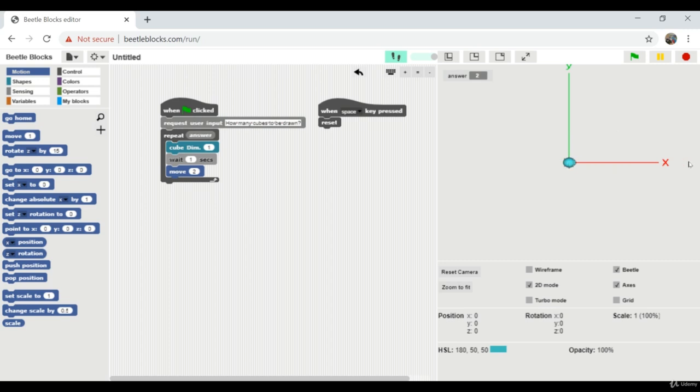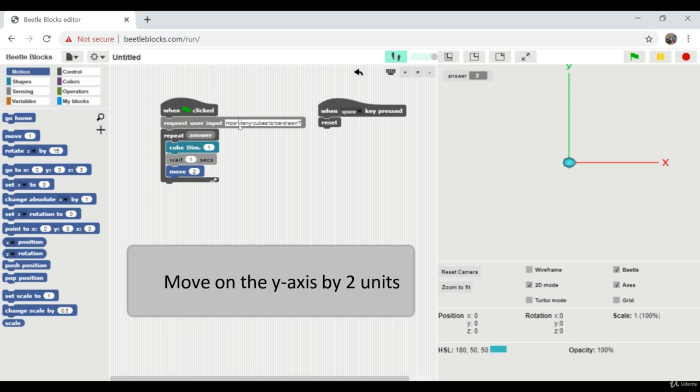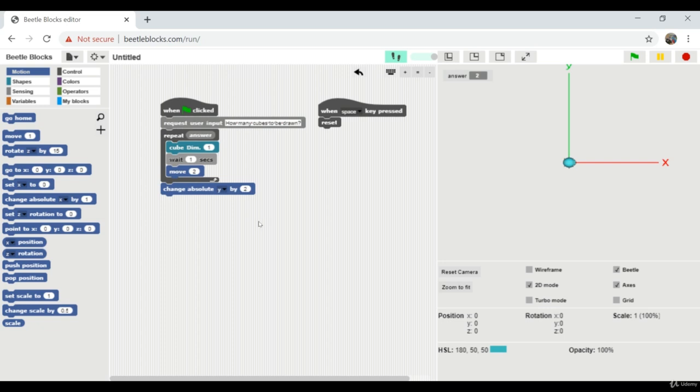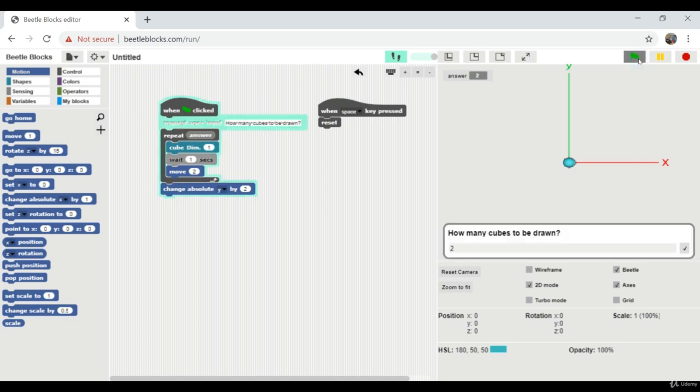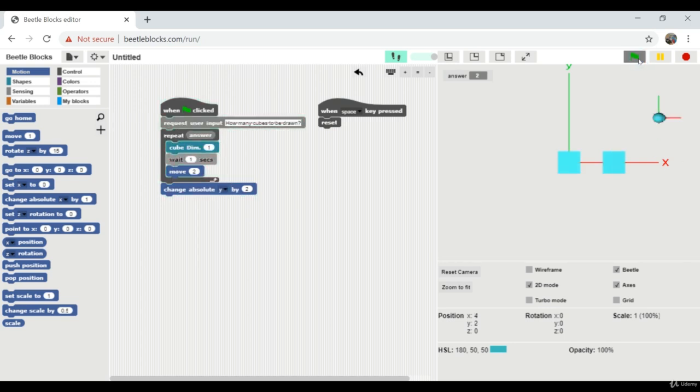So we have to move on the y direction and then we have to print cubes. First we have to print cubes on the x-axis and then we have to move ourselves on the y, and then again we have to print the cubes. So this is the program to print the cubes on the x-axis. To move by 2 units on y, and let's see where the beetle positions itself after moving on the y-axis by 2. So let's run it. You can see the beetle went up by 2 units on the y-axis, but it is aligning itself on the positive direction of the x-axis.